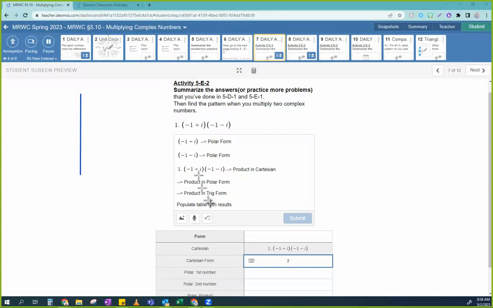Okay, so we're going to go over this problem, and we just grabbed this answer from our previous activity from 5.9. So now we're going to take the very first number and rewrite it into polar form. So the first thing that I do is I draw it here, and then I graph it.